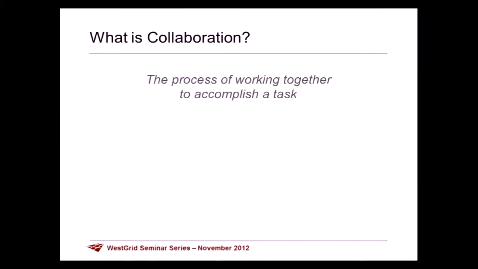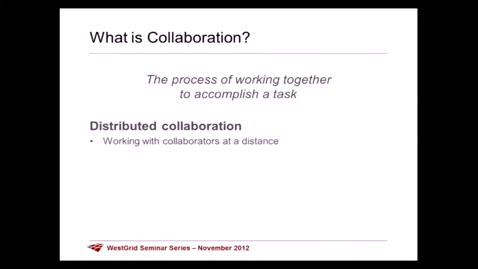Collaboration, a good description, is the process of working together to accomplish a task. Now that's a very broad description, so let's narrow it down for the purposes of the talk and for the purposes of what WestGrid can provide to you. Specifically, WestGrid can provide infrastructure for distributed collaboration. So this is working with collaborators at a distance. This is working with collaborators that aren't at your university or perhaps at other institutions across the country or around the world.